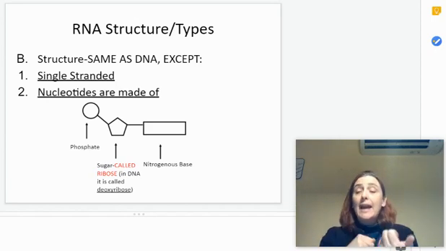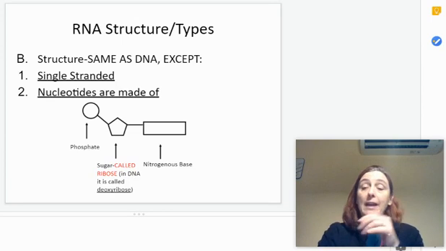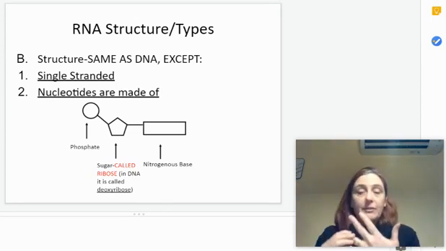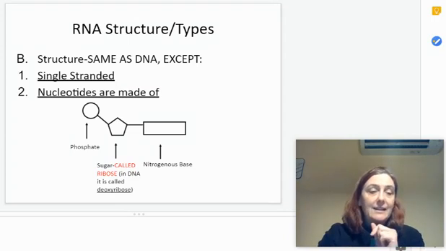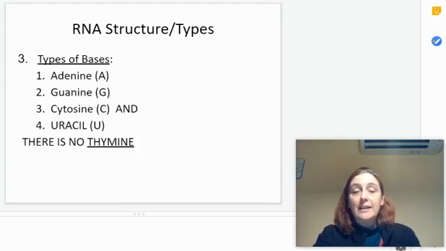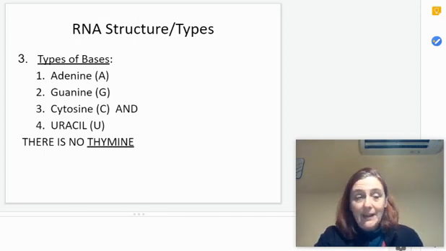In DNA, A matches with T, C matches with G. In RNA, we have A, we have C, we have G, we just don't have T. T instead is a U. So we have A, G, C, and U. There's no T.